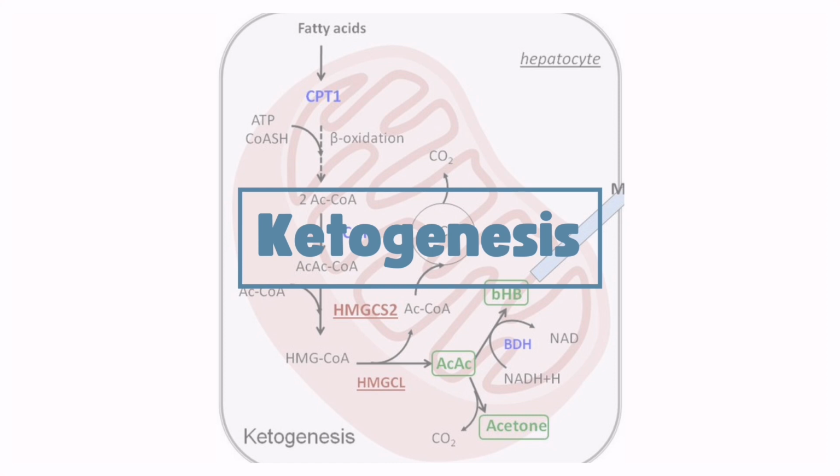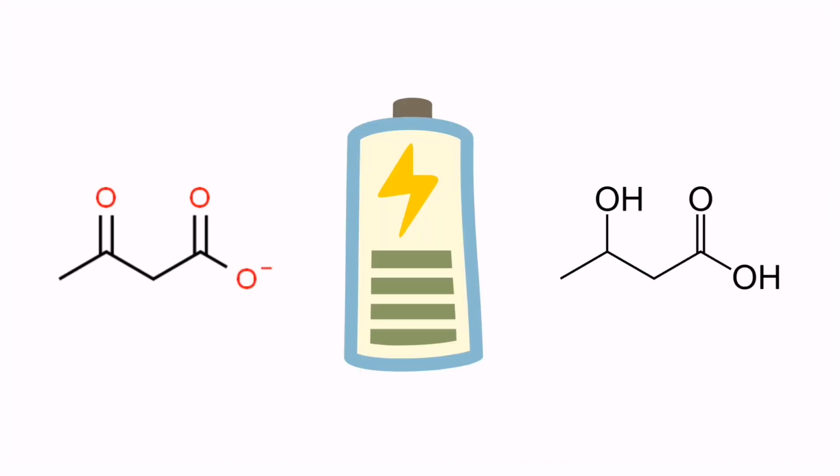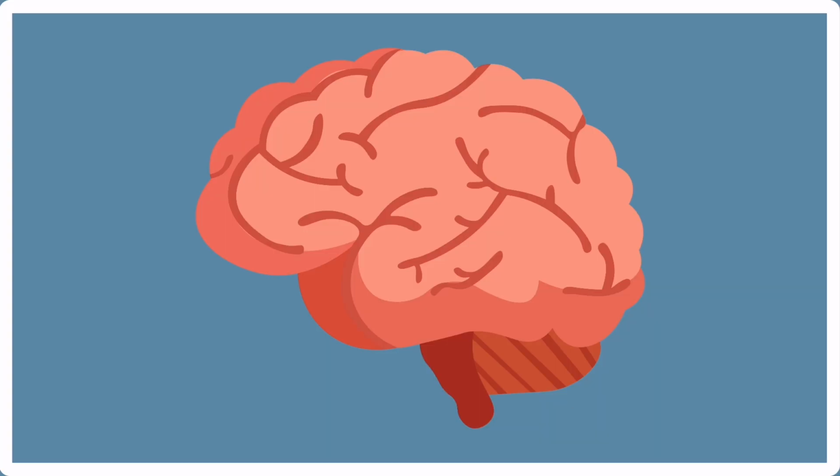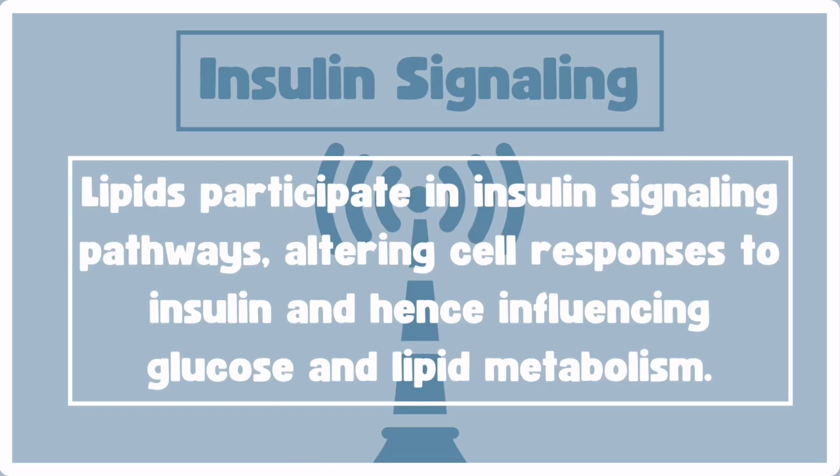Ketone bodies such as acetoacetate and beta-hydroxybutyrate can be used as an energy source by numerous tissues, including the brain when glucose availability is low. Certain lipid molecules such as phospholipids and sphingolipids act as signaling molecules, regulating numerous cellular processes, including those related to metabolism. Insulin signaling: lipids participate in insulin signaling pathways, altering cell responses to insulin and hence influencing glucose and lipid metabolism.